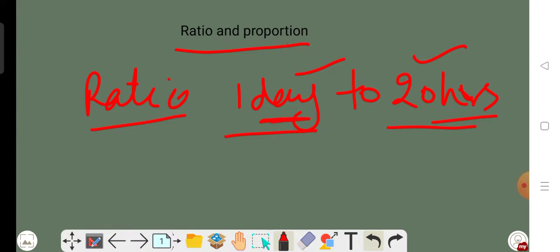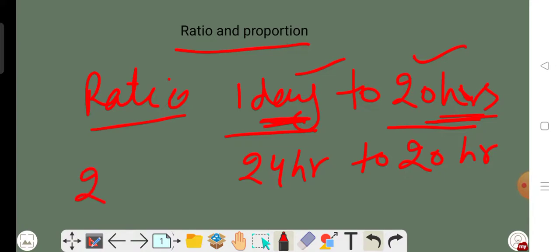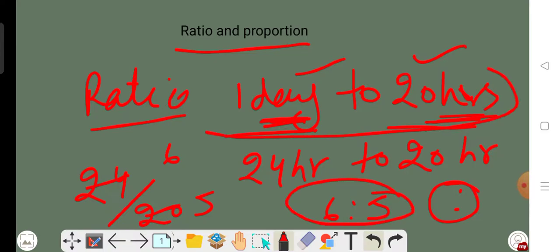First of all, we have to make their units the same. This is day and this is hour. We have to convert one day into hours, that is 24 hours, and then find the ratio to 20 hours. So 24 we have to divide by 20, after cancelling the common factor between both. What we get is 6 by 5. So the ratio is 6:5, and these two dots are the symbol of ratio. So this is the ratio between these two quantities.